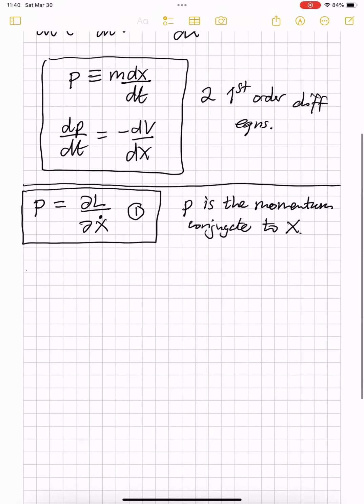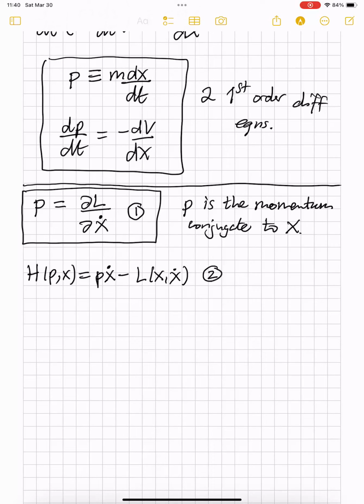Now I'm going to introduce a new function called the Hamiltonian. The Hamiltonian depends on p and x, and it's given by p x dot minus the Lagrangian, which you know depends on x and x dot. And this we will call equation 2. It's also a very important equation.